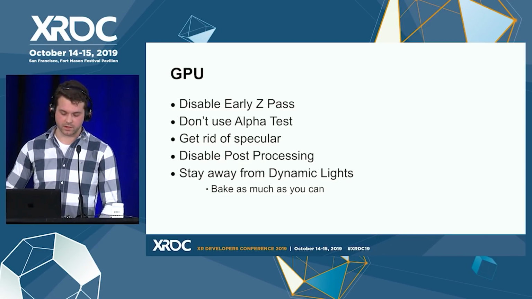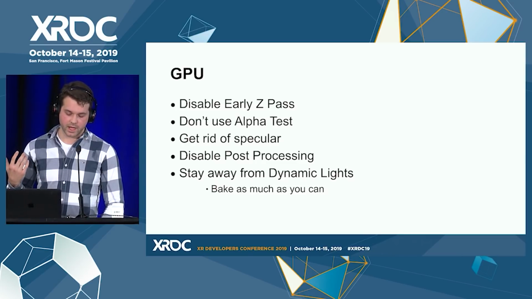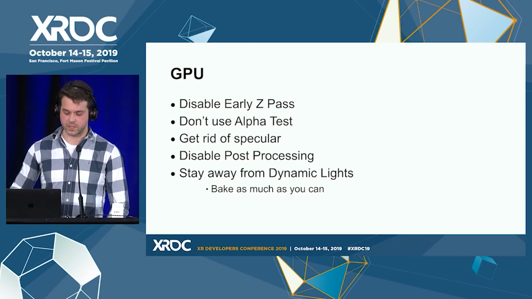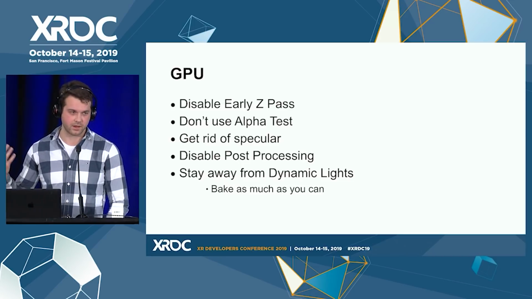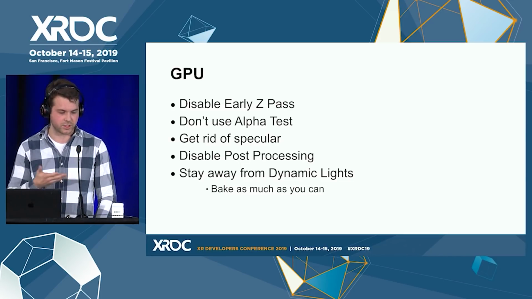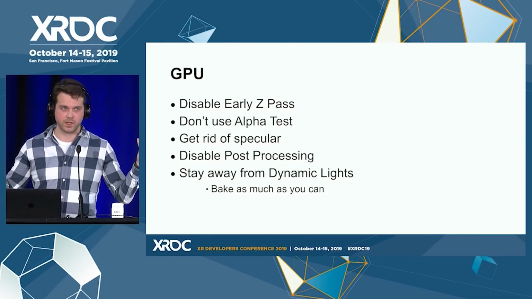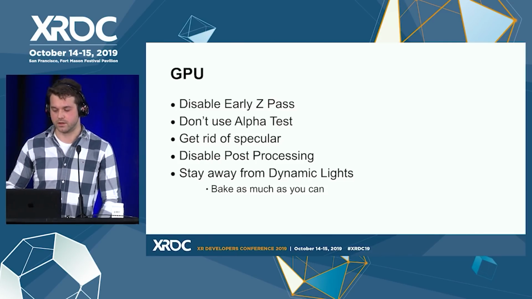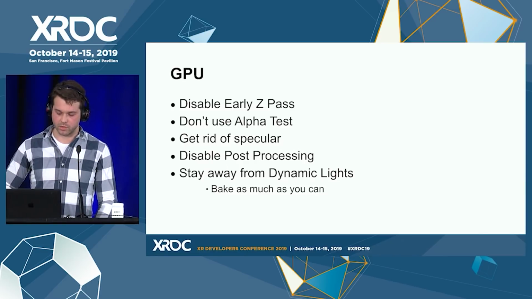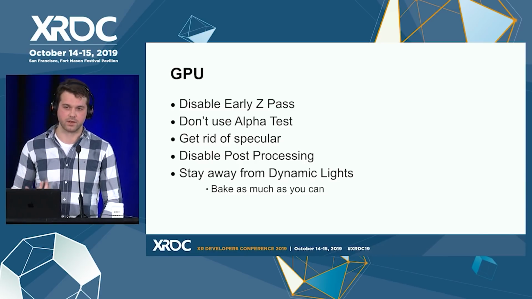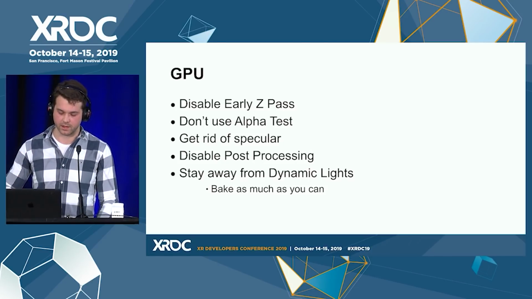So get rid of specular. Specular added about 100 instructions for us per pixel. I know that's a hard pill to swallow because things are usually shiny in the world. But for us, the environment took up most of the screen, and just removing that specular gave us 2 milliseconds back on the GPU. So that was pretty massive gains.